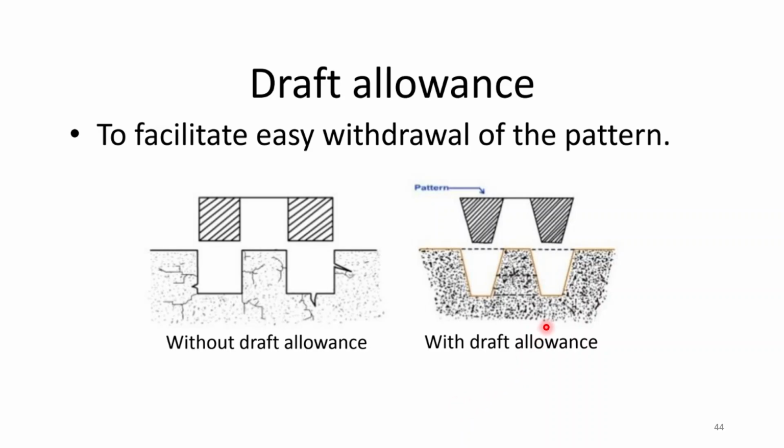Okay, so in between this pattern and this mold, you will be putting parting sand for easier removal, and it will have coarser particles compared to the sand that you are using in the green sand.